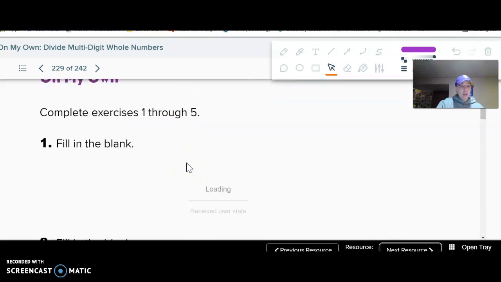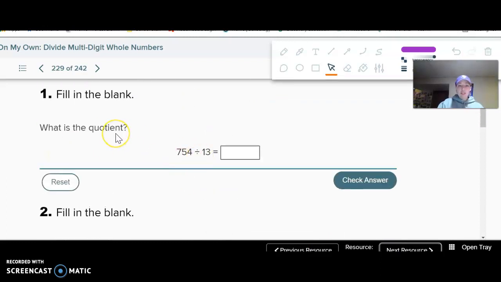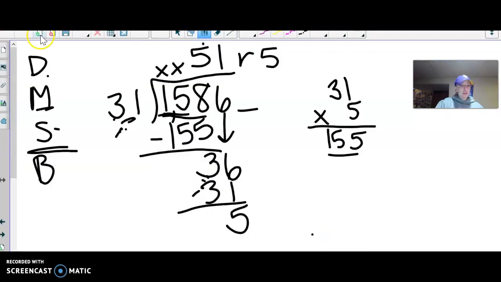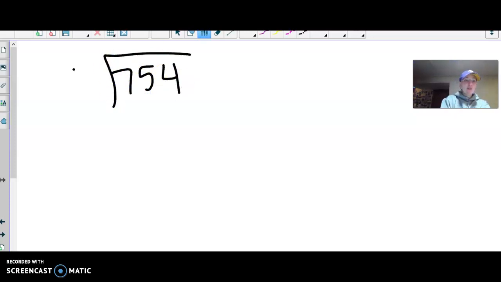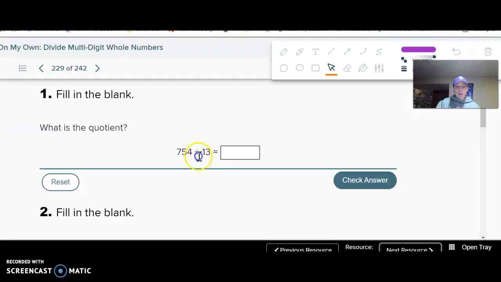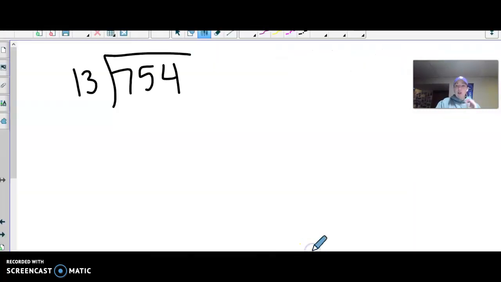Let's start with number 1. 754 divided by 13. Go ahead and try it. Did you get it? Hopefully. So I'm going to pull up this so I have a little more space. Yes, 754 divided by 13. Remember, on the page, I know it was in the other order, but we always put that first number, or our dividend, inside the house.